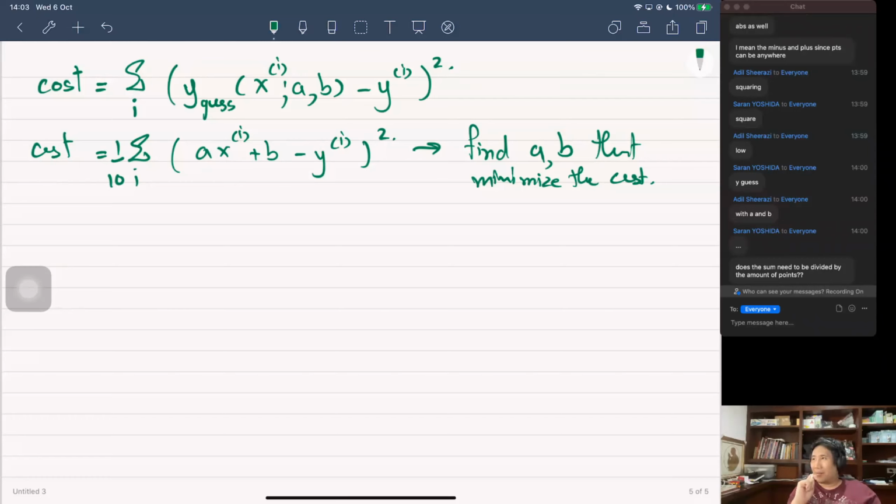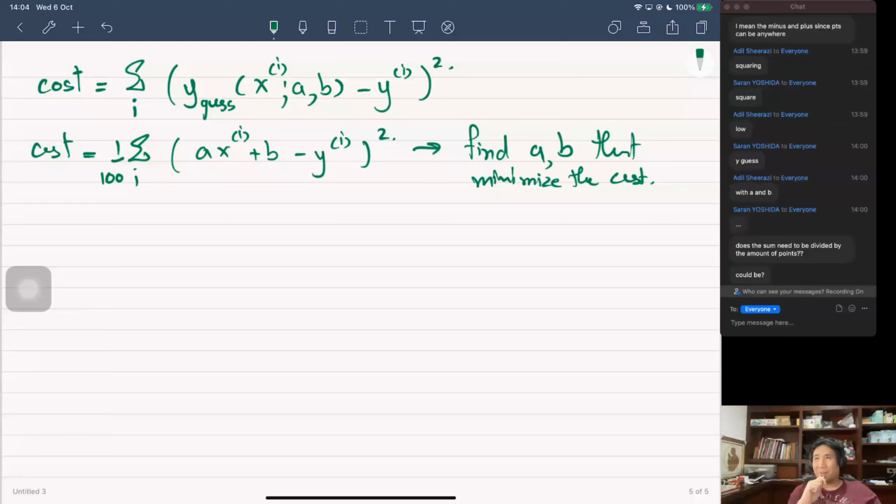Okay. What do you think, Saran? If I put 1 over 100 over here in the cost, does it change the value of A and B that give you the minimum? What do you think? Could be why?